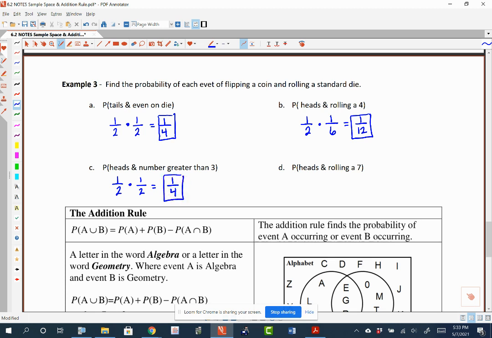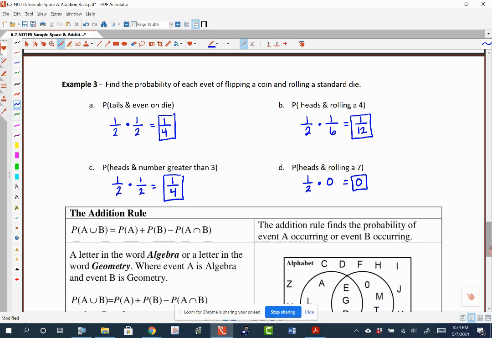Okay, last one on this. Probability of heads and rolling a 7. Well, heads is definitely 1/2, but hopefully you're already thinking you can't roll a 7 on a dice, which means the probability of that happening is 0. So anything in this case times 0 is going to give me a probability of 0. So if it's not possible to get something, our probability will always be 0.